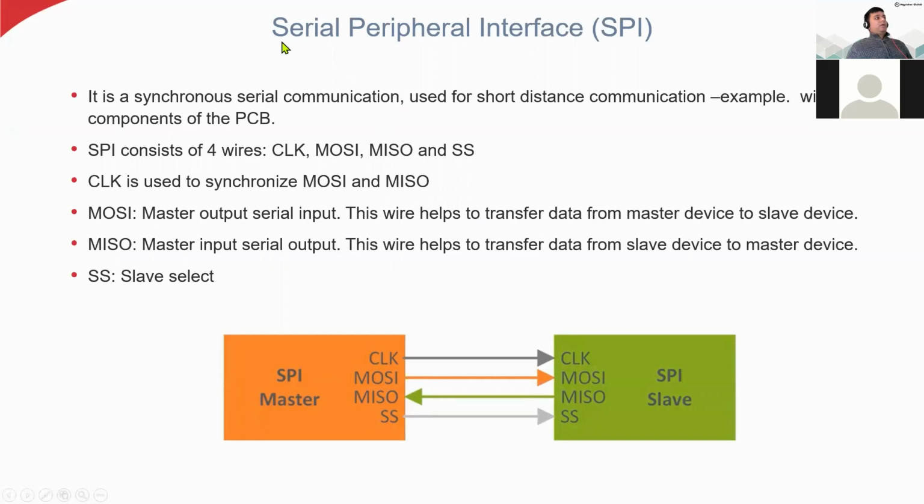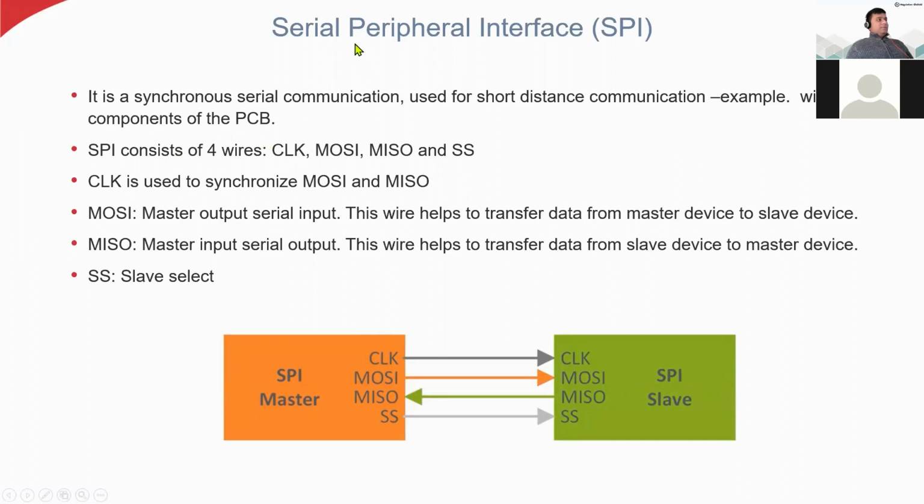SPI, shortly we can call this a serial peripheral interface. In some books, they call this a standard peripheral interface. So we can call this a serial peripheral interface for now. This is mainly used for synchronous serial communication of the data. It's used for short distance communication, for example, within components of the PCB.